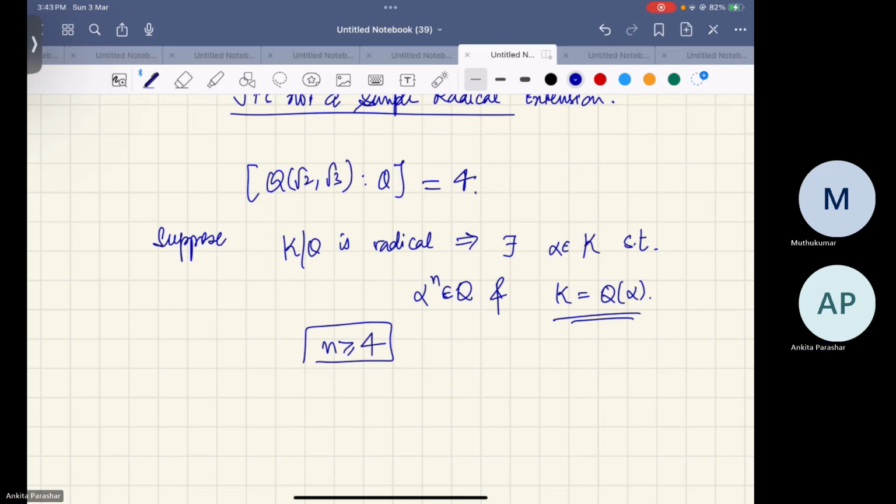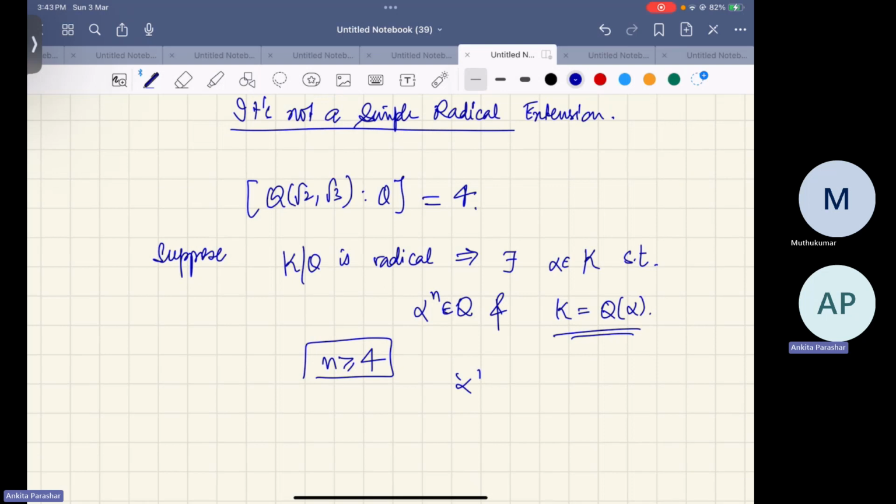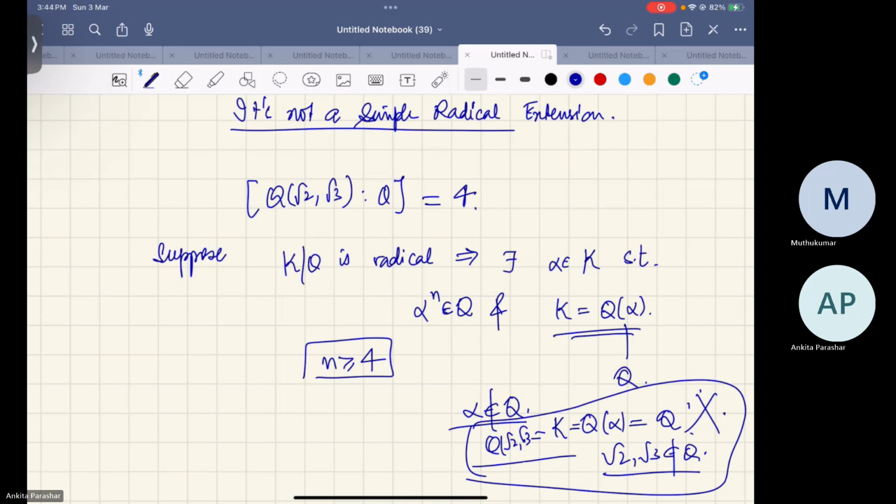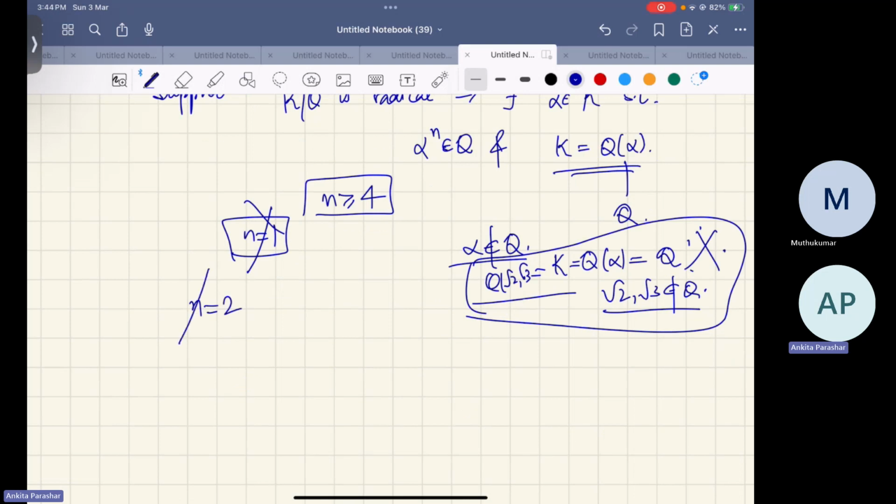Why? Because we know alpha satisfies... Okay, so we are looking at an extension of q. Of course, alpha cannot be in q, otherwise our extension q alpha is q, but this is not the case. Why? Because root 2, root 3 both do not lie in q. Because q alpha is the same as k, and k is nothing but q root 2, root 3, this cannot happen. Therefore, n cannot be 1. I'm saying n cannot be 2 and n cannot be 3. Both possibilities are also not there.